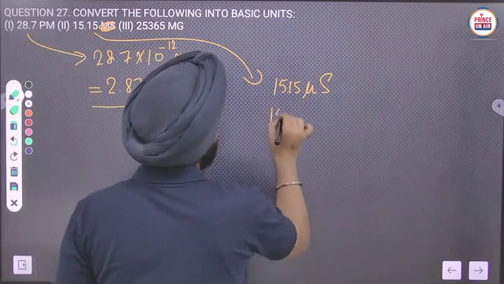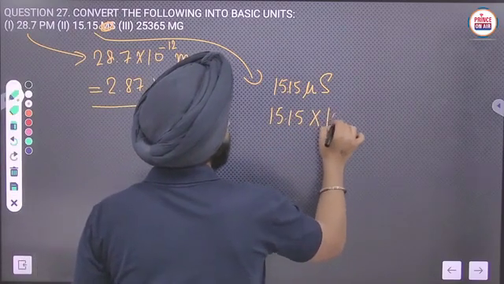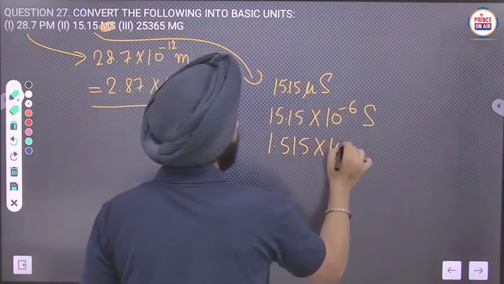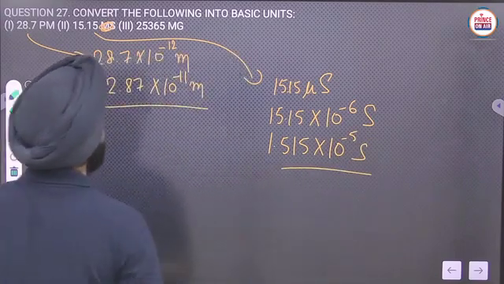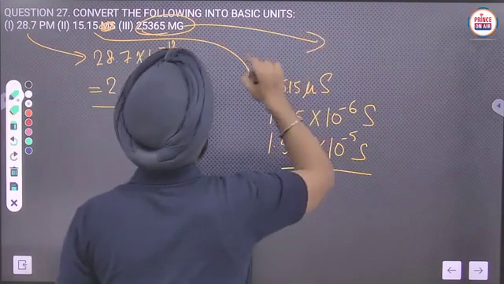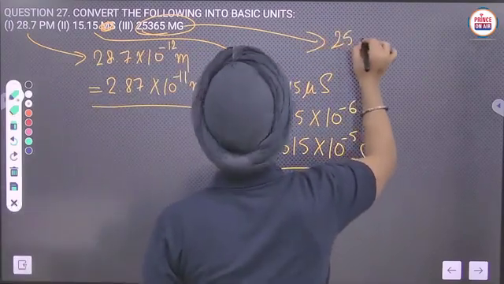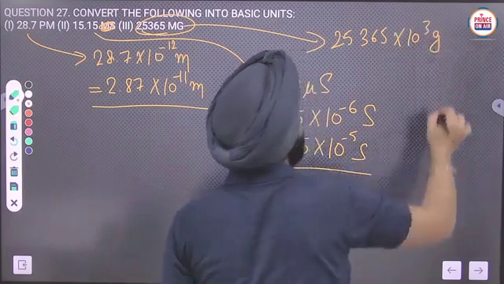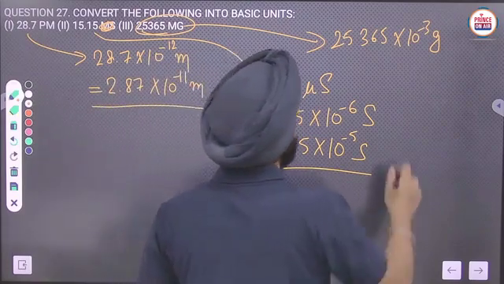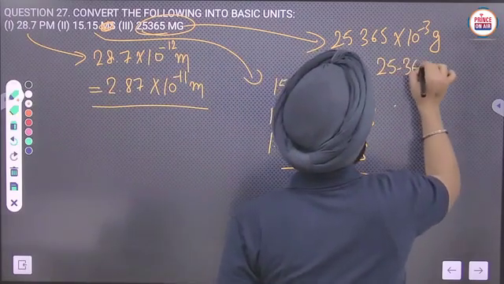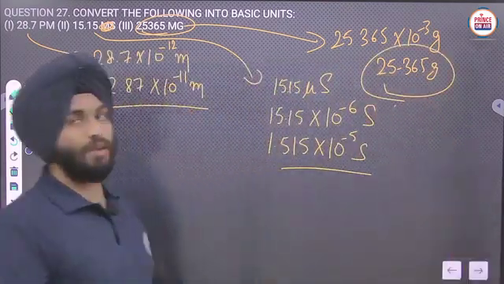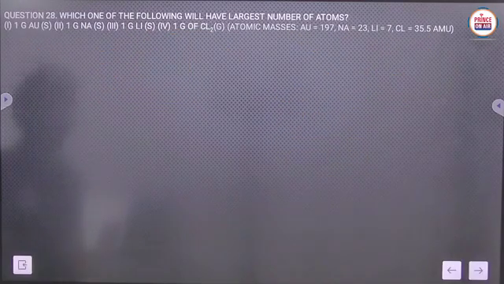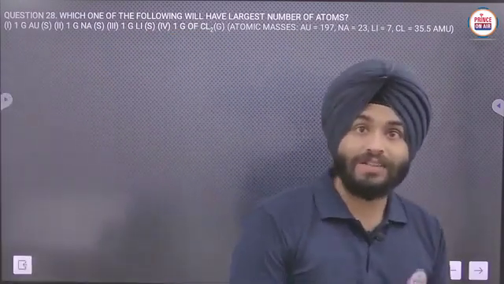So for micro, 15.15 × 10^-6 second. So that will be the answer here. For this milligram, 25365 × 10^-3 gram. For milli we are writing 10^-3, and we can write it as 25.365 gram. Okay, so that comes out in the gram form. Okay, clear? Next is, which one of the following has the largest number of atoms?